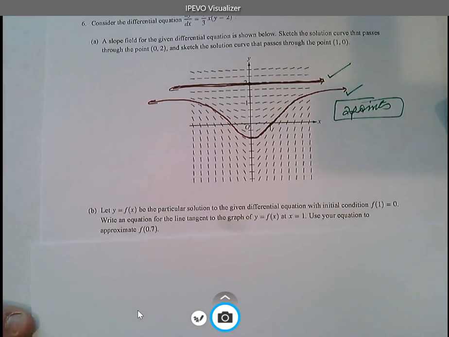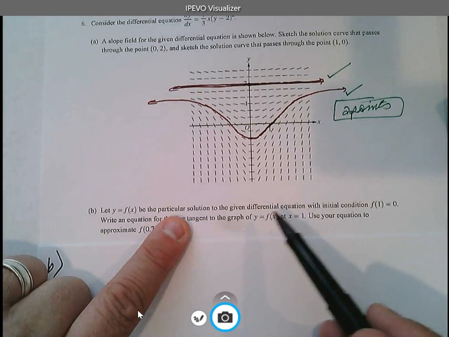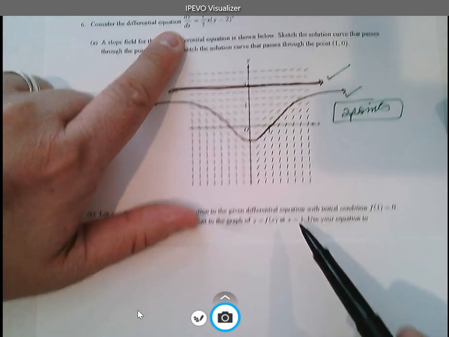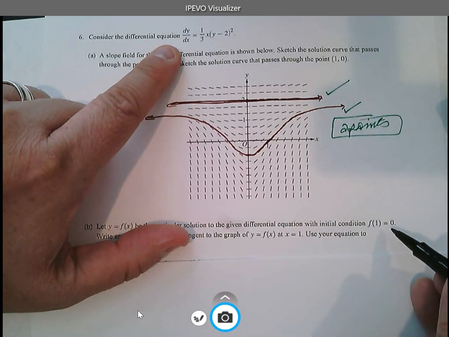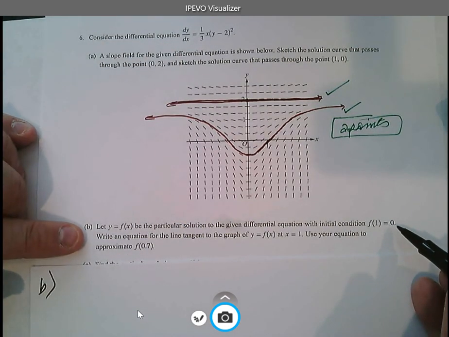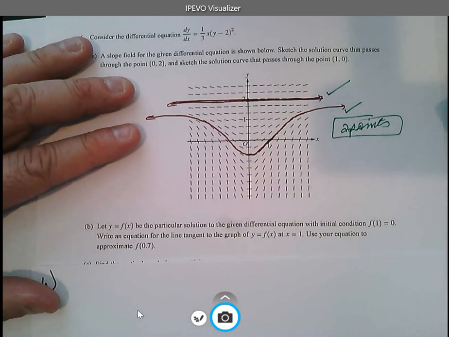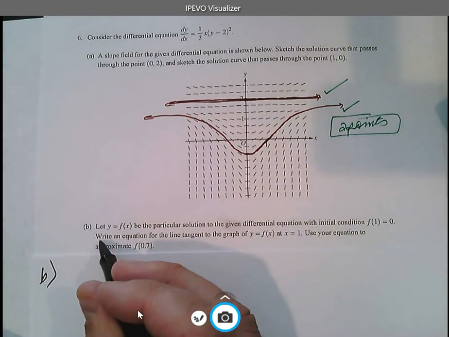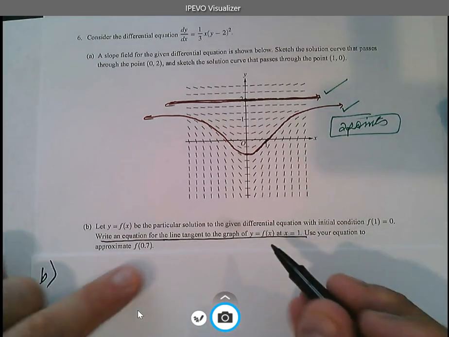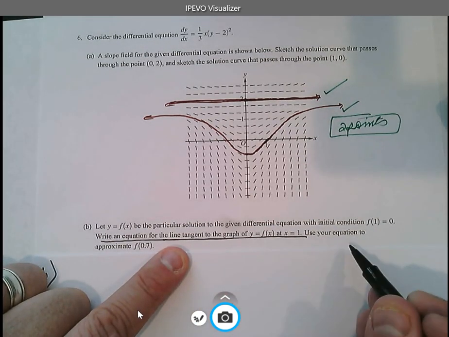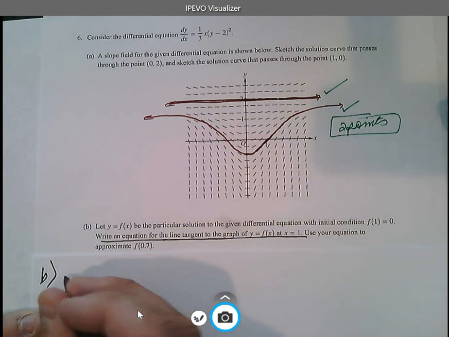In part B, it says let y equal f of x be the particular solution to the given differential equation, so this differential equation up here, with initial condition f of 1 equals 0. Okay. Some of you might be thinking, oh, it's time, it's separation of variables time. No, keep reading. Write an equation for the line tangent to the graph at x equals 1. Equation of a tangent line. Use your equation to approximate f of 0.7.